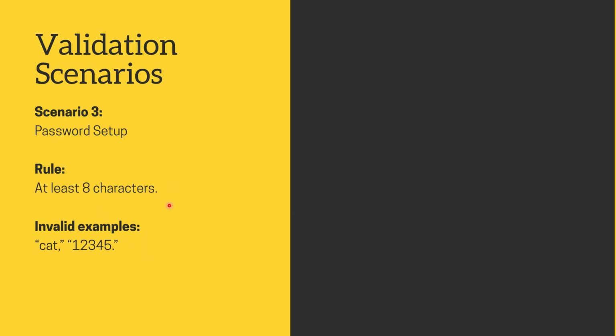Okay, so here's another one. This one is for a password setup. The rule is they have to enter at least 8 characters. It can be greater than 8, but at least 8 characters. So invalid examples would be the word cat, because that's only 3 characters, or 1, 2, 3, 4, 5, which is not just a bad password, but it's also less than 8 characters.